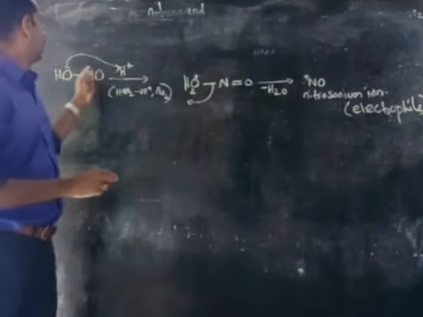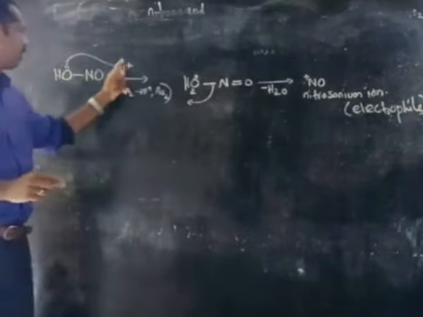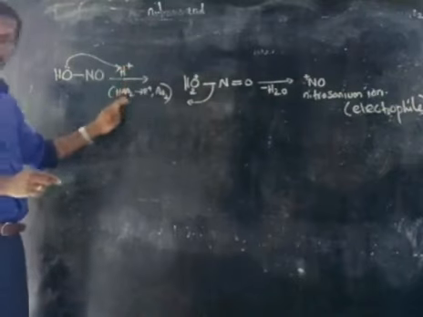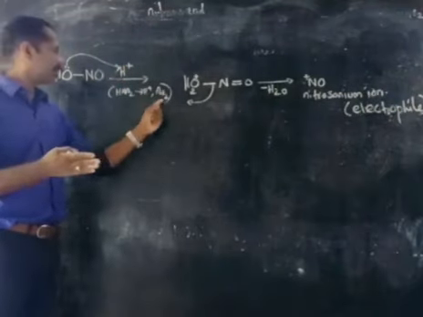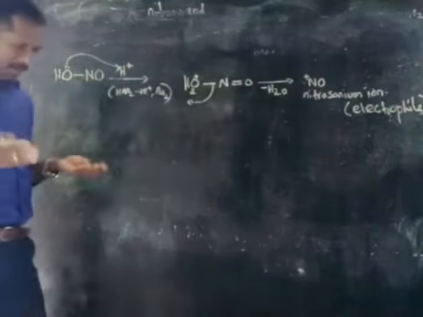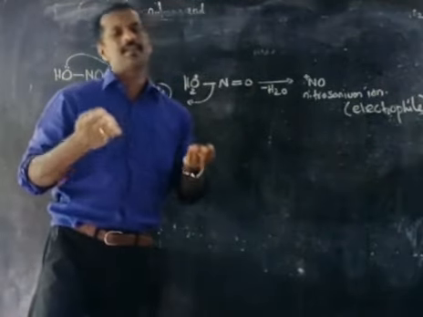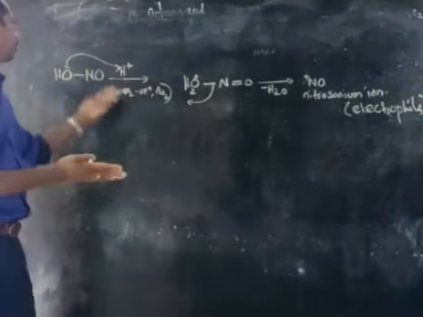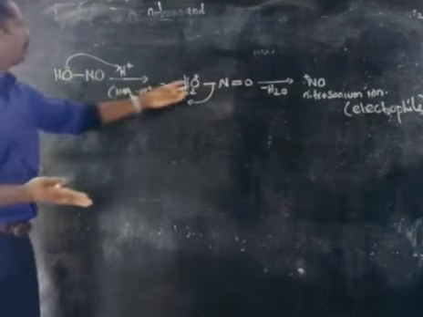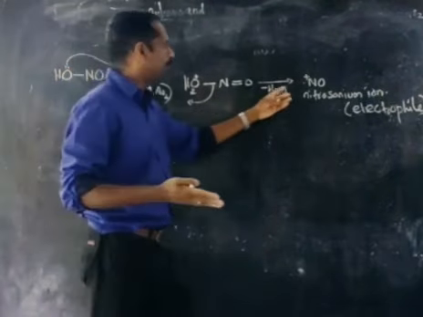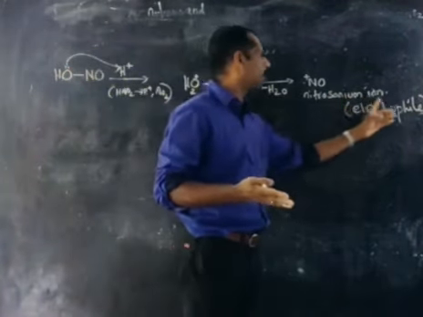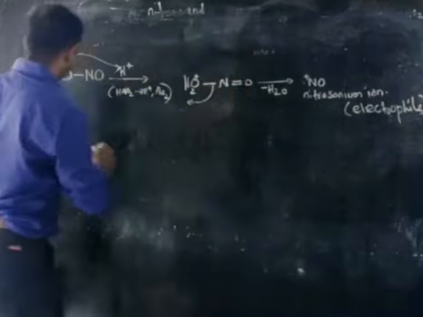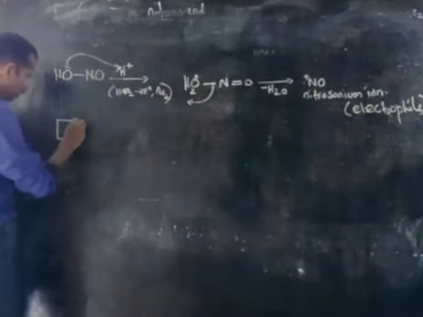Nitrosonium ion. This is the first step happening in the Demjanov rearrangement. Nitrous acid is reacting with acid, that means H plus, which can come from nitrous acid or some other acid. When you are preparing nitrous acid by NaNO2 and HCl, H plus can come from that acid also. Your OH group will be protonated and the water molecule will be eliminated, and you get the nitrosonium ion.